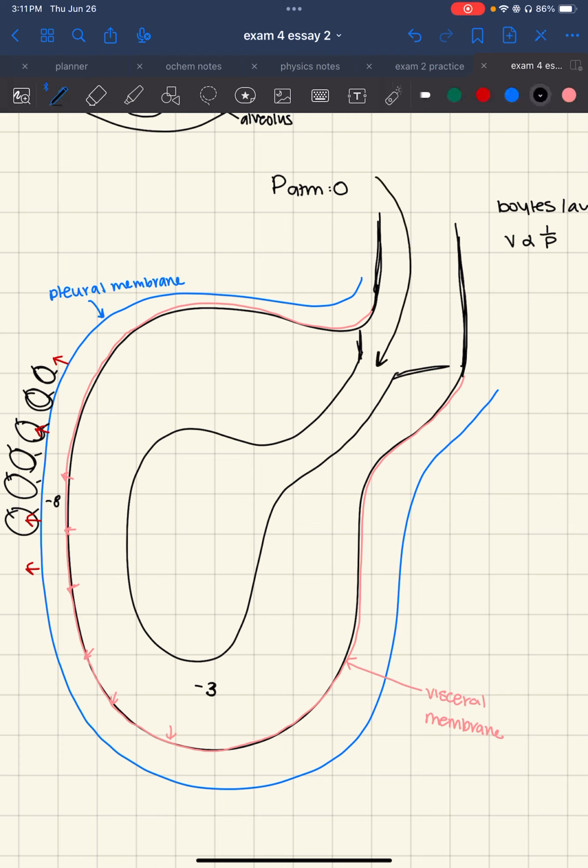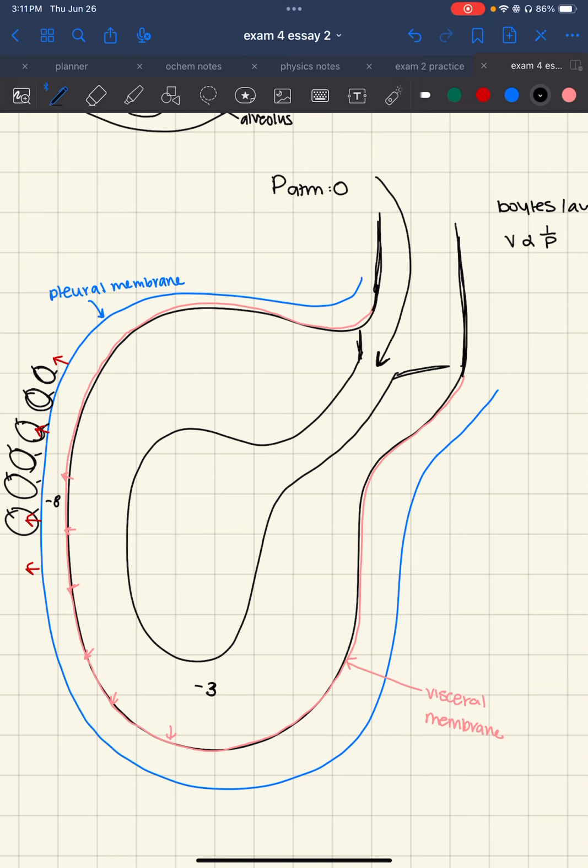We can bring air into that lung because pressure follows its concentration gradient, just like a solute would. If there's less pressure on the inside than there is on the outside, we're going to put air in until that pressure evens out, until we have even pressure.